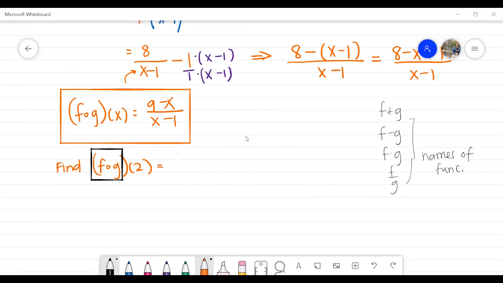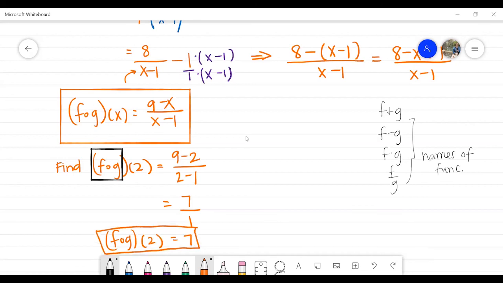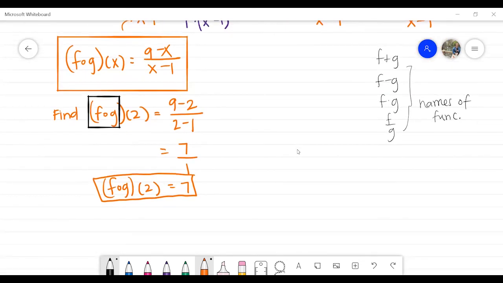So we could plug this 2 into our function the same way we've been doing in this whole unit, right? So this is 9 minus 2 over 2 minus 1, which gives us 7 over 1, or just 7. So f of g of 2 is equal to 7. And you could graph this if you wanted to. We don't usually ask that question, but you could. This would be the ordered pair 2, 7, right? We've been seeing that quite a bit in this unit.